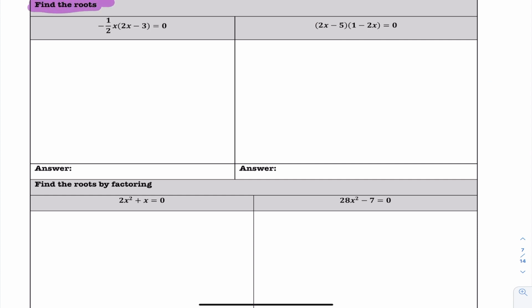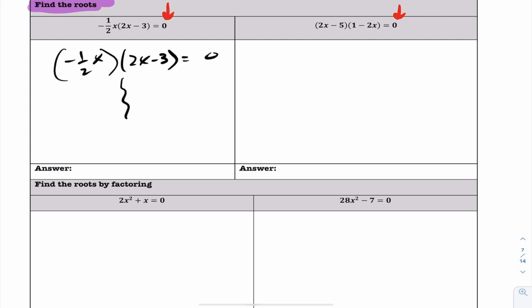So now we're moving on to finding roots of quadratics. To find the roots, you set your y value equal to 0. They've actually already done that in these ones here. So if I want to find the roots for this, I have the product of two expressions equal to 0. My first expression is minus 1/2 x, and the next one is negative 2x minus 3.